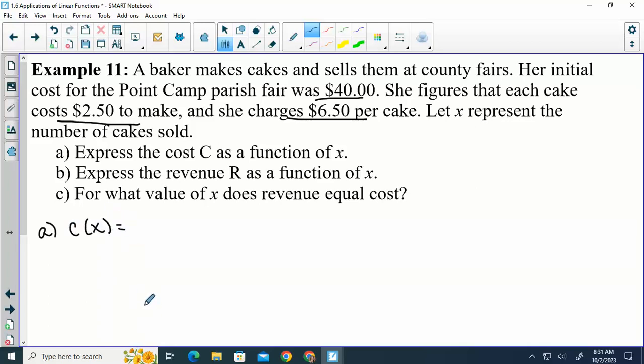So M, what is the repeated cost that she has? The $2.50. She pays that for every cake. And what is the one-time cost? $40 to enter the fair. Revenue, how much does she get paid? $6.50. Okay, that's our slope. Is there any one time? No. So C, we want to know when revenue equals cost.